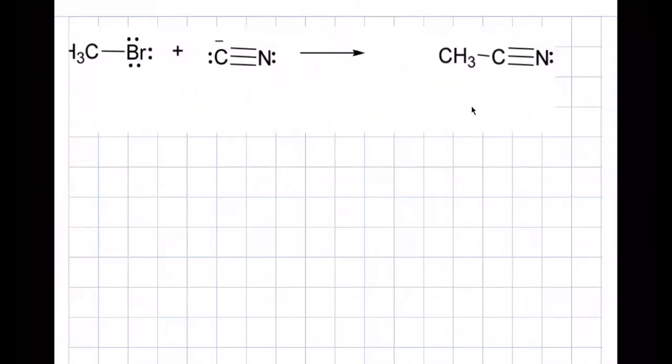Wouldn't it be the carbon and nitrogen on the cyanide? That's exactly right. So this is my nucleophile. By default, once I identify the nucleophile, this becomes the electrophile. So now the question is, where will the nucleophile attack? How do you determine that?